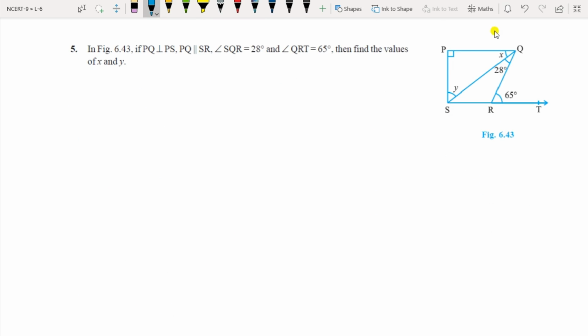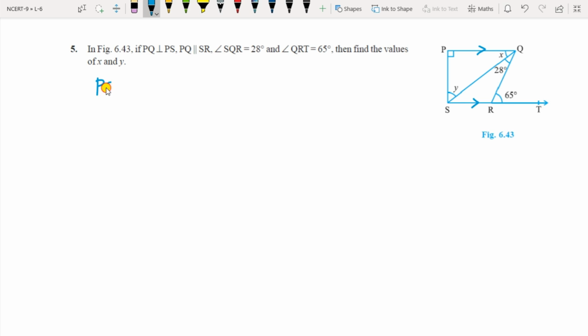Now here it is a right angle triangle, and 90 degrees, P is 90 degrees, X and Y have been given. There is one more exterior angle in front of the triangle which is 28, and here the exterior angle is 65. Okay, this is the given figure. Now you have to find the values of X and Y, the unknown variables. And PQ is parallel to SR, it has been given.